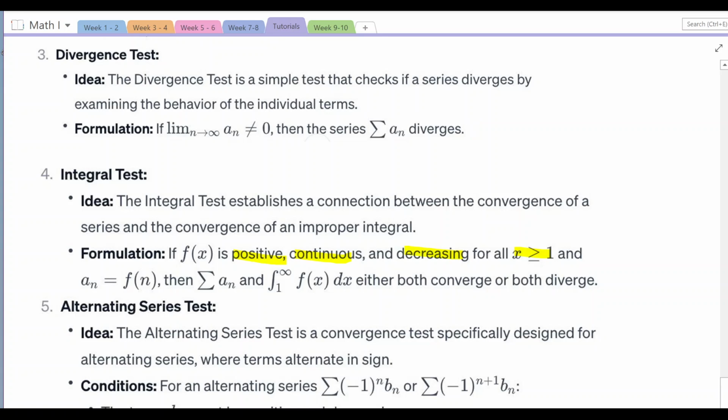And therefore, you can similarly say that if the limit as n approaches infinity of a sub n equals 0, then the series converges in this case. Okay, let's take a couple of examples for the divergent test.